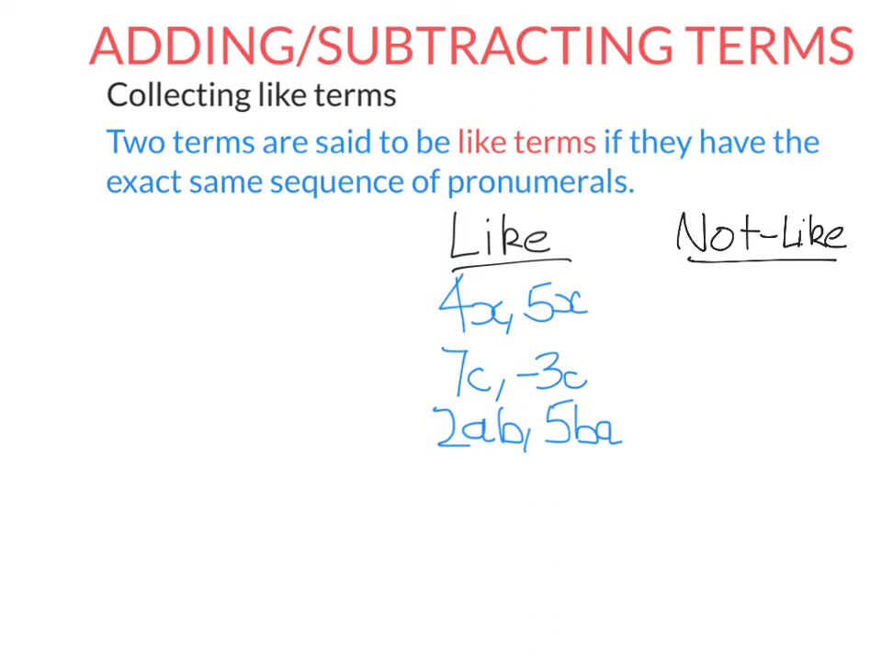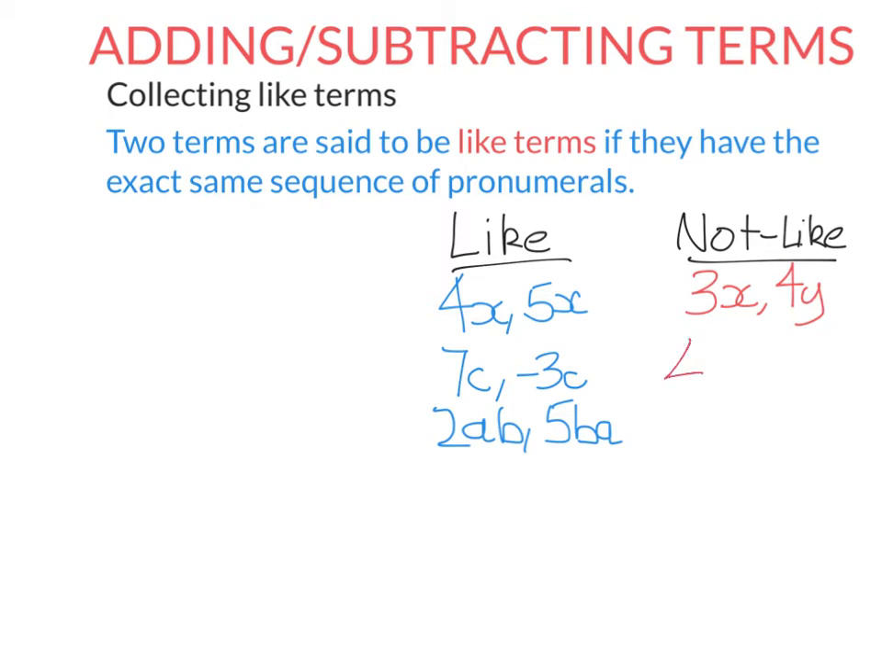So the terms 3x and 4y, they are not like terms because this first term has an x, this second term has a y. So these two terms have different pronumerals or different letters. So it turns out that we can't actually add those together. If terms are not like terms, we can't add them together. So you can't add 3x and 4y. You can't simplify them in any way.